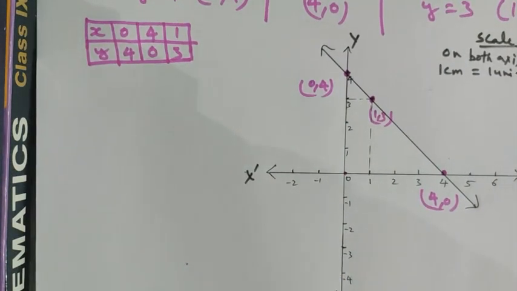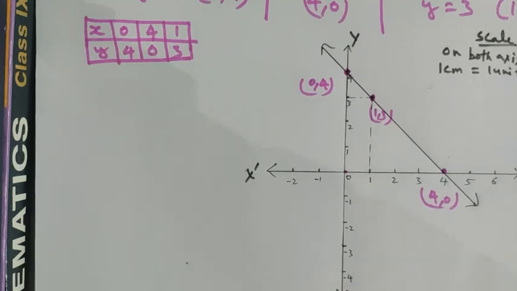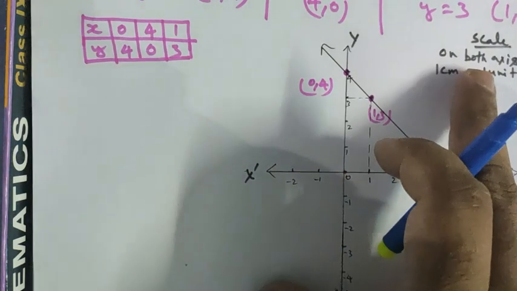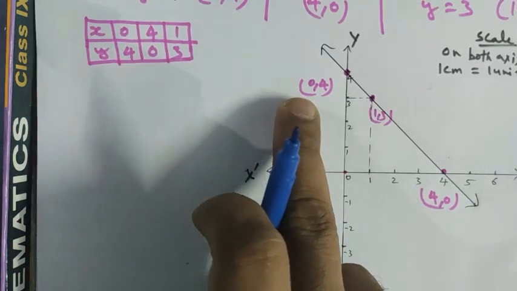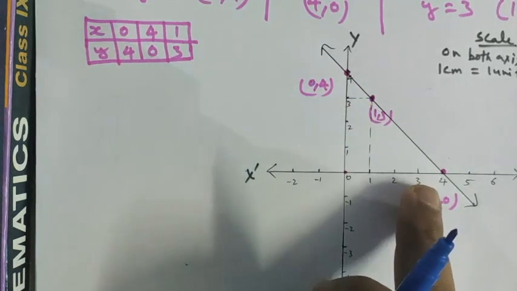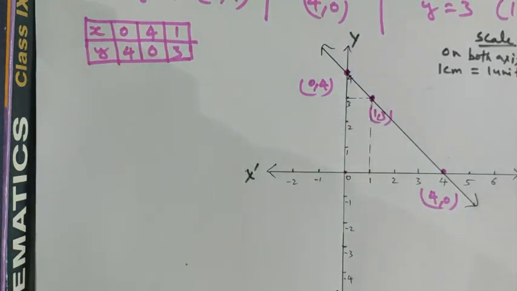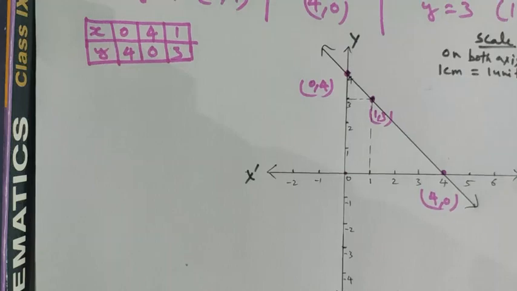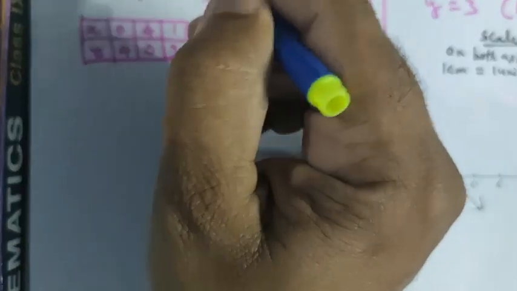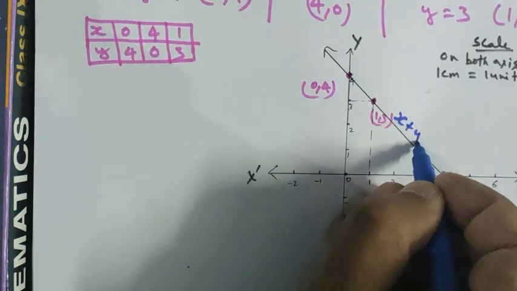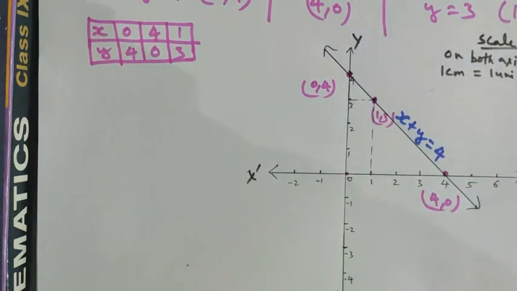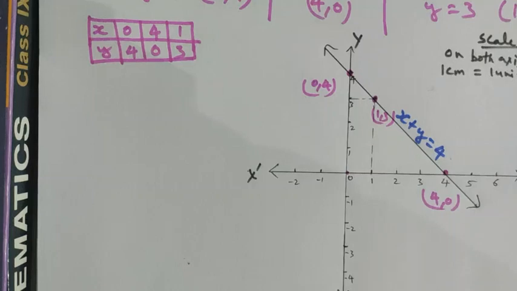Secondly, when this line is drawn, you have to keep this in mind. First thing what I have told, scale you have to write. Second point you have to keep in mind is that you have to write the coordinates of all the 3 points. Third thing is very important, you have to write the equation. What was the equation? x plus y equals to 4. You will write this equation on this line, that is x plus y equals to 4, like this. So this is the complete solution. We have plotted the graph of this given equation.